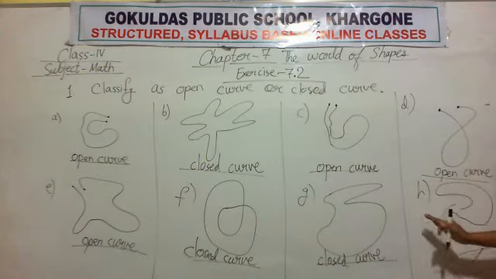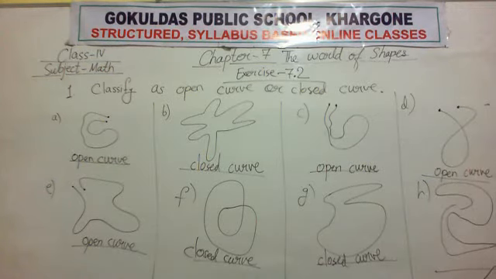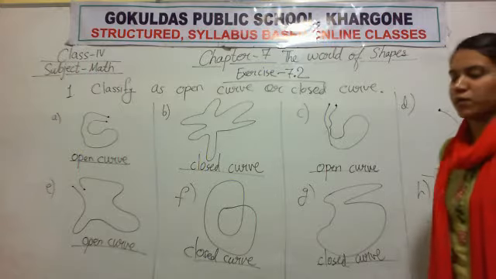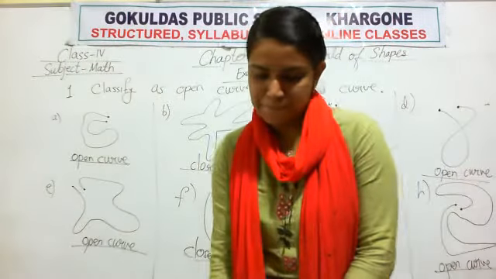Now check the last figure. Observe it carefully. It has 2 end points. One is a starting point and other one is ending point. So it is an open curve, as it is open. So question number 1 is completed here.